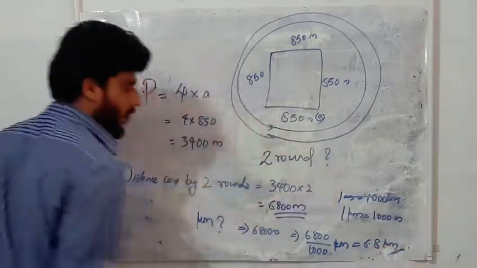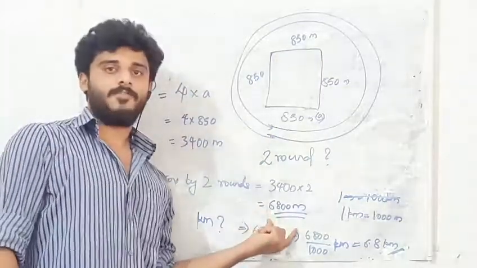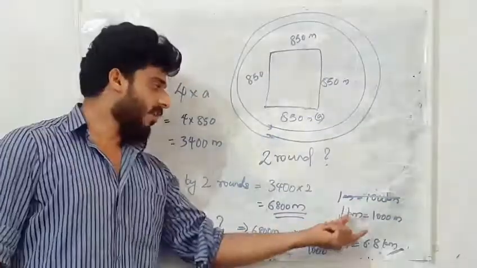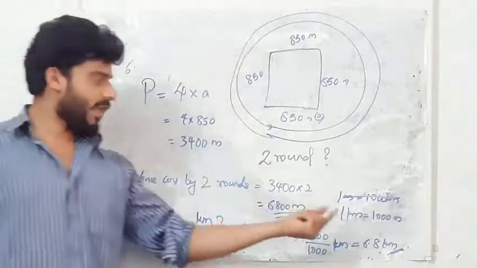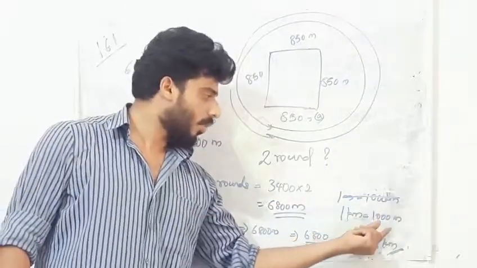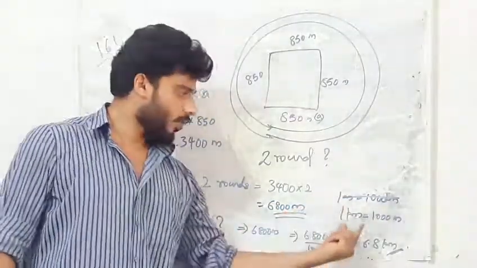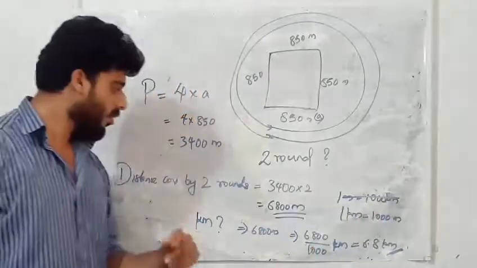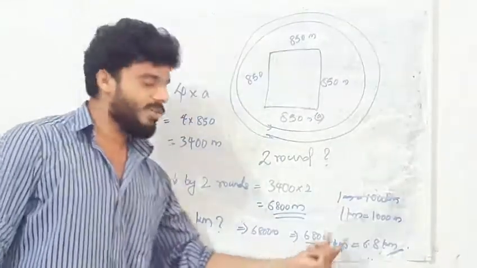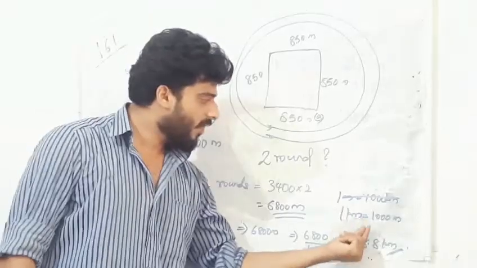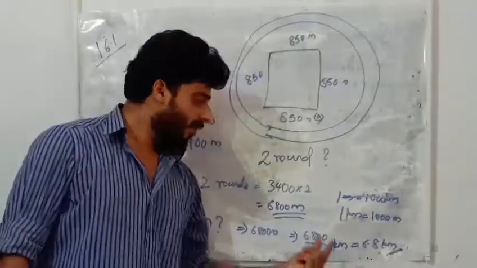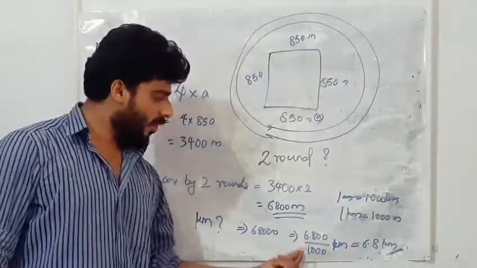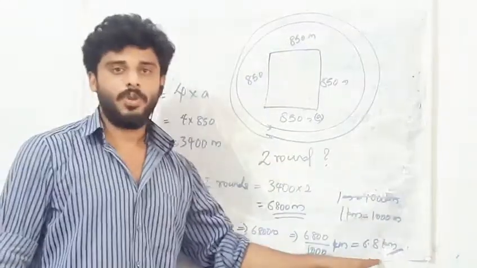I will explain it once more. This is the answer we have received in meter, and we need to get the answer in kilometer. As we know, 1 kilometer is equal to 1000 meter. So for 6800 meter, in order to get kilometer, we divide the value by 1000. 6800 divided by 1000, our answer will be 6.8 kilometer.